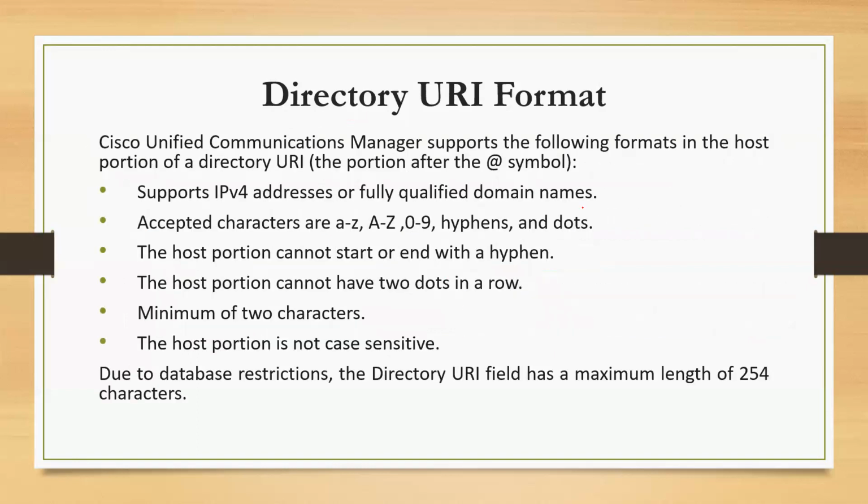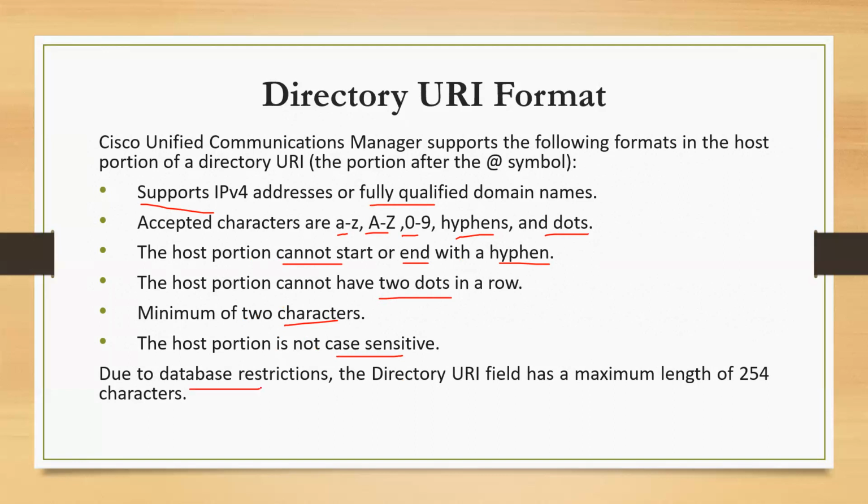Okay, and here is much more detail on the host portion now. It says it supports an IPv4 address or an FQDN. Accepted characters are lowercase a to z, uppercase A to Z, 0 to 9, hyphens and dots. I'm talking about the host portion now; previously it was the user portion. Next it says the host portion cannot start or end with a hyphen. The host portion cannot have two dots in a row, like 10..10. You can't have that. It should be a minimum of 2 characters, and the host portion is not case sensitive, right?